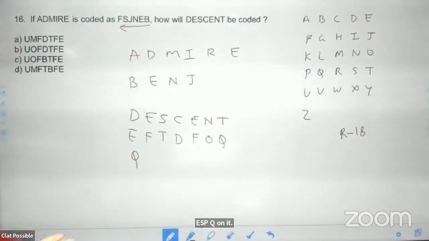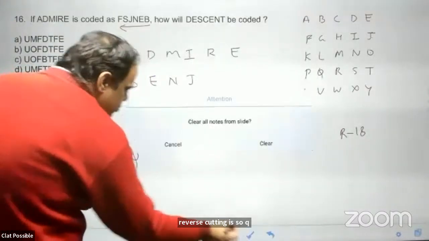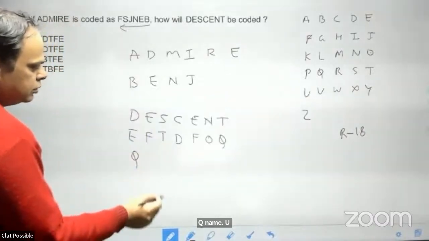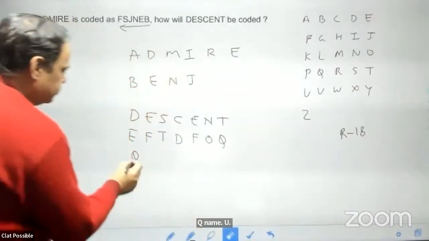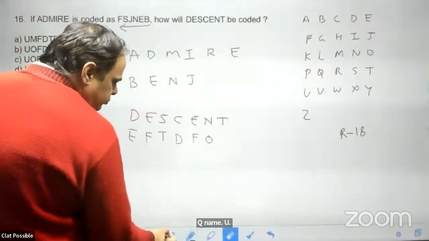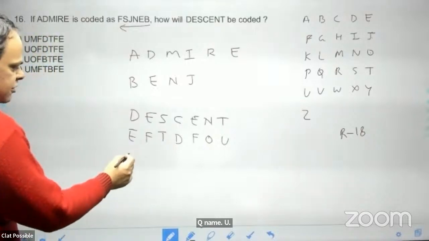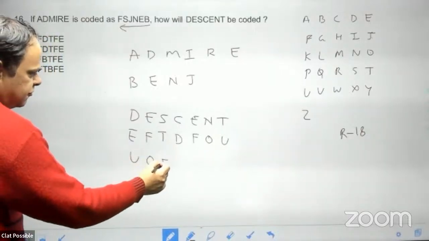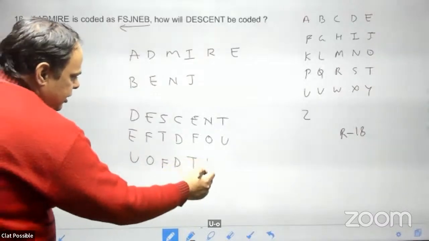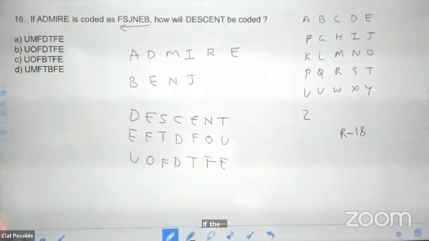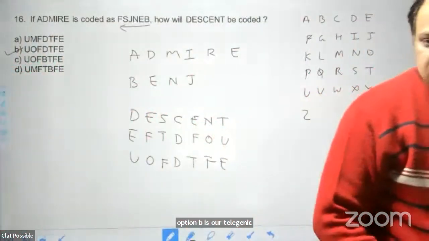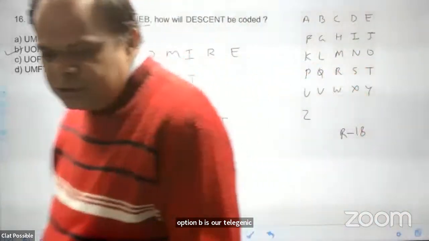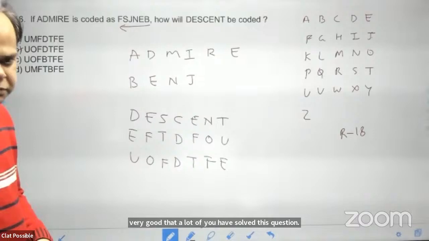T will be replaced by U. So if we reverse it, we get U, O, F, D, T, F, E. So this will tally with option B. So very good that a lot of you have solved this question. This was a little tricky one. Good that you solved it.